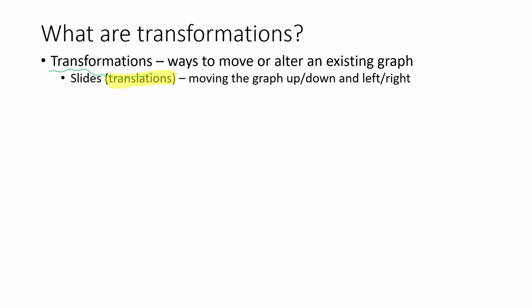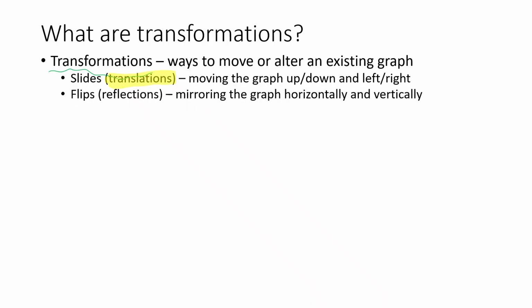But when we say translation, what we mean is sliding or shifting, and that means moving the graph up or down or left and right. And there's usually two different ways you can do it. You can slide the graph up and down or left and right, and there's two different ways to do that. And if you want to slide it diagonally, you just kind of do an up down combined with a left right. So that's one kind of transformation.